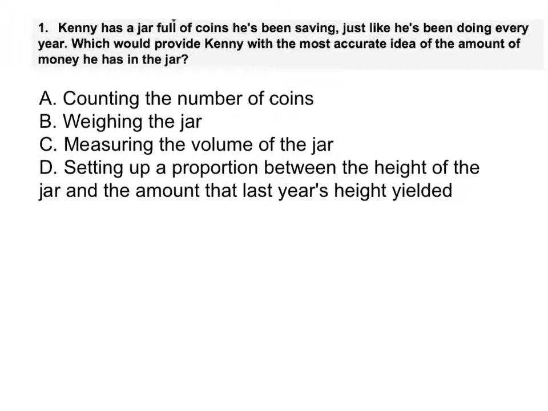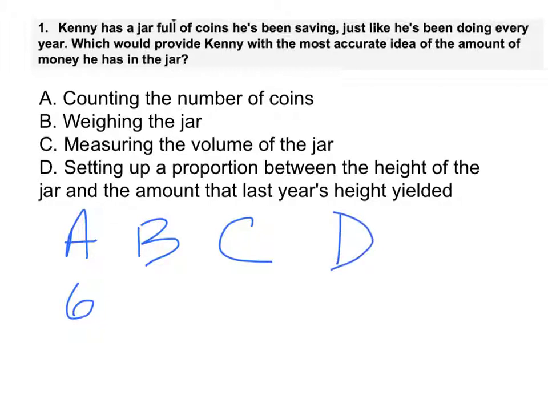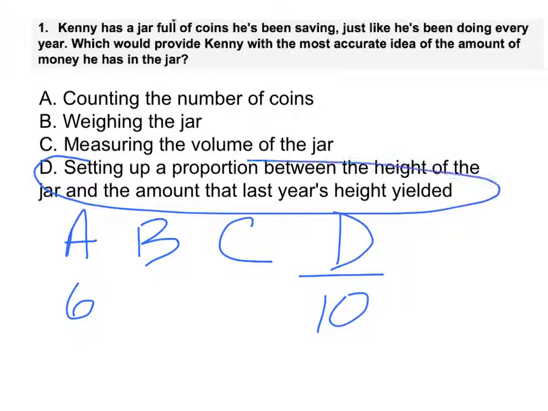How many think it's A? 1, 2, 3, 4, 5, 6. All right. How many think it's B? How many think it's C? And how many think it's D? 1, 2, 3, 4, 5, 6, 7, 8, 9, 10. All right. The right answer is D.